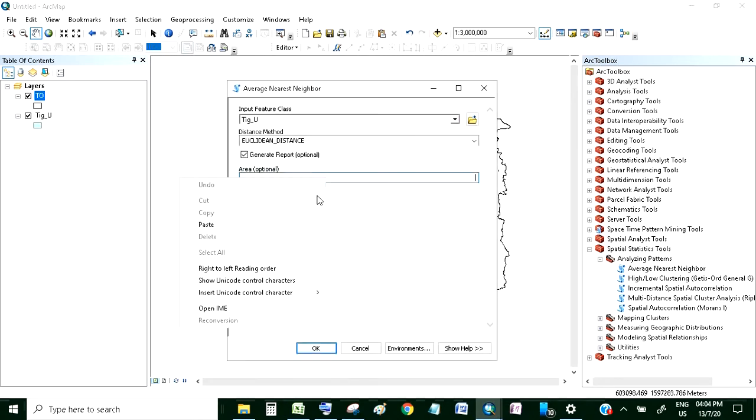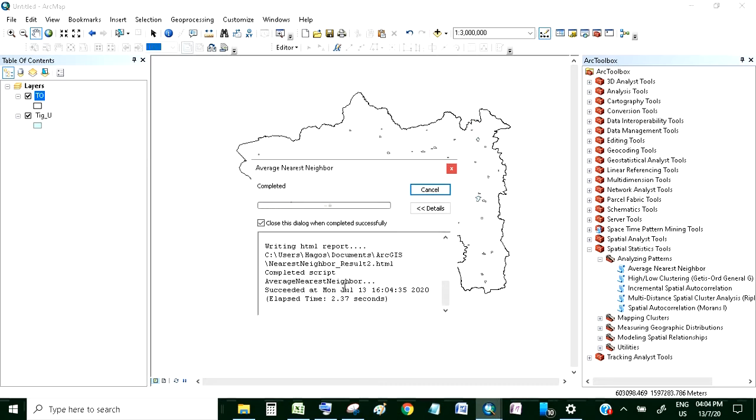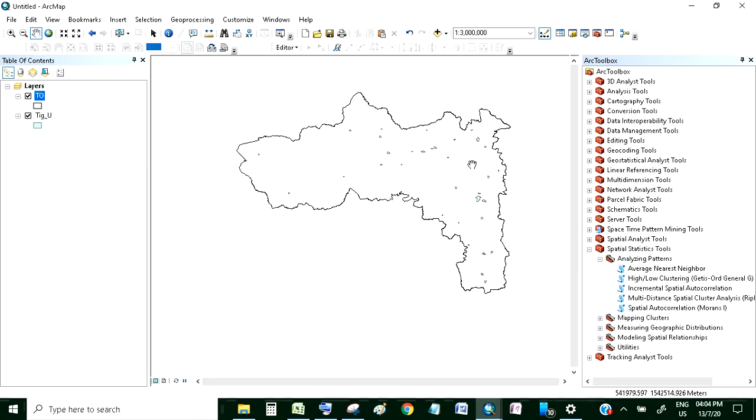Here you can give the whole area like this. This is capital A in the formula. Thereafter, you will hit OK. So it is done, and it will not produce any map, but it will give you a very good report, which you can read.